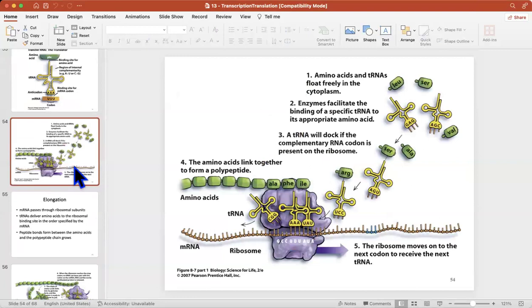Okay, so after initiation, the next one is elongation. The ribosome will keep moving, starting from the AUG, and it will just keep going down. As it keeps going down, this space is empty, so the correct amino acid, brought by the tRNA with the correct anticodon, will come here, and they will form the peptide bond. So amino acids will keep forming peptide bonds. And this process is called elongation.